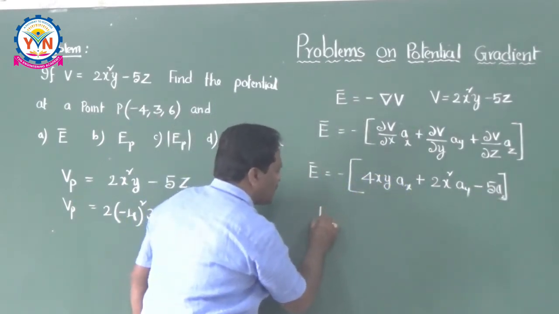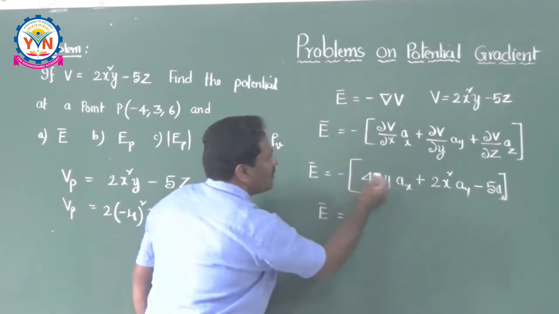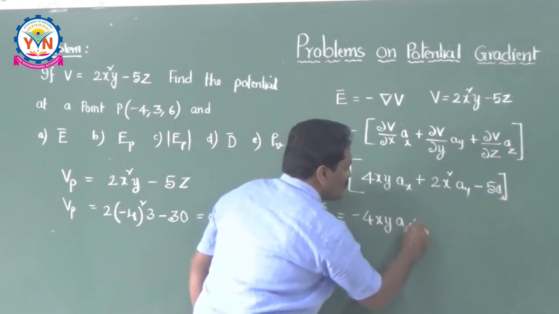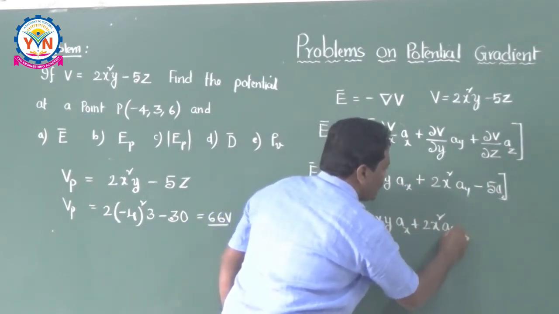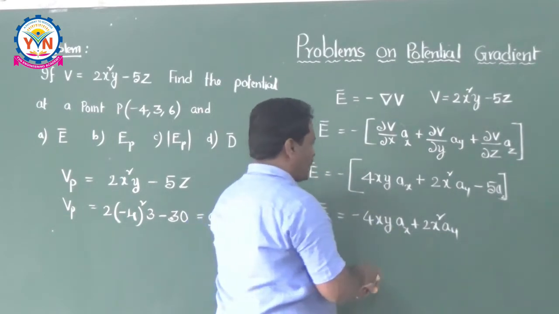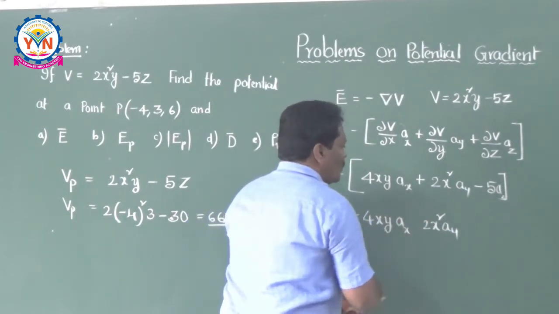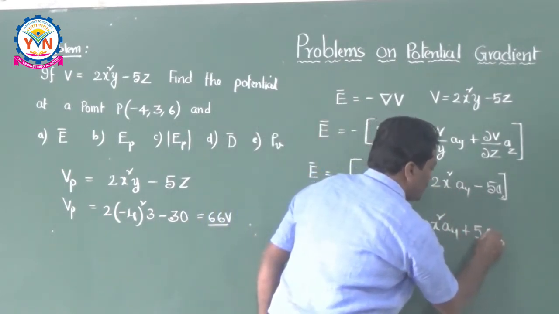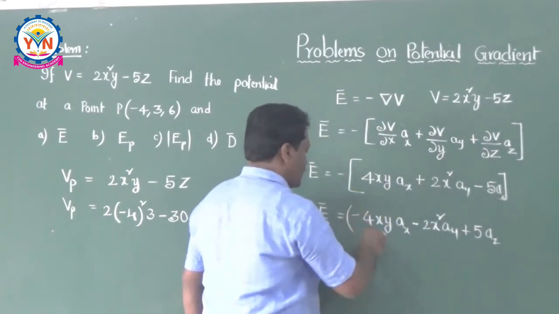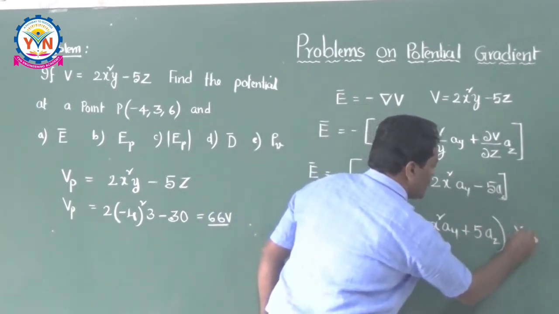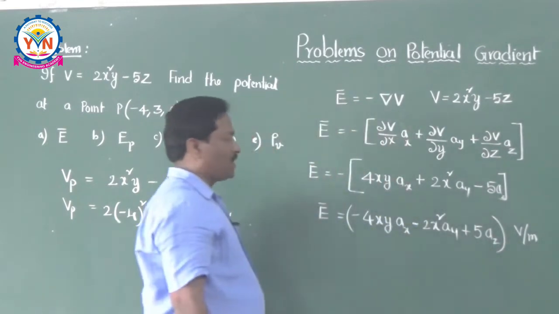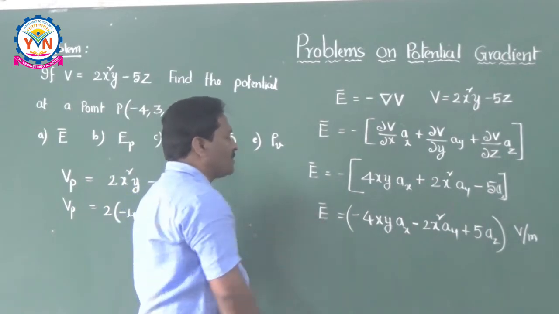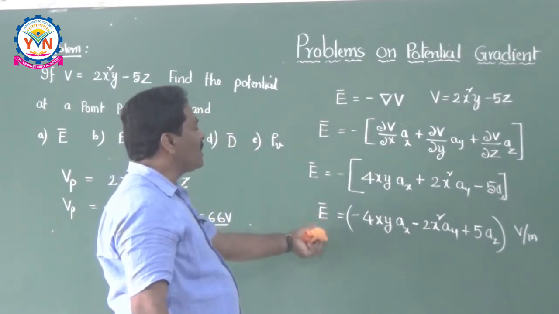Therefore, your electric field intensity is equal to minus of 4xy Ax plus 2x square Ay, not plus, it is minus because you are multiplying with minus, minus 2x square into Ay. So, minus of minus is plus 5Az. This is the electric field intensity, always units is volts per meter. This is the unit. So, once you know this electric field intensity, definitely you can calculate the magnitude also.